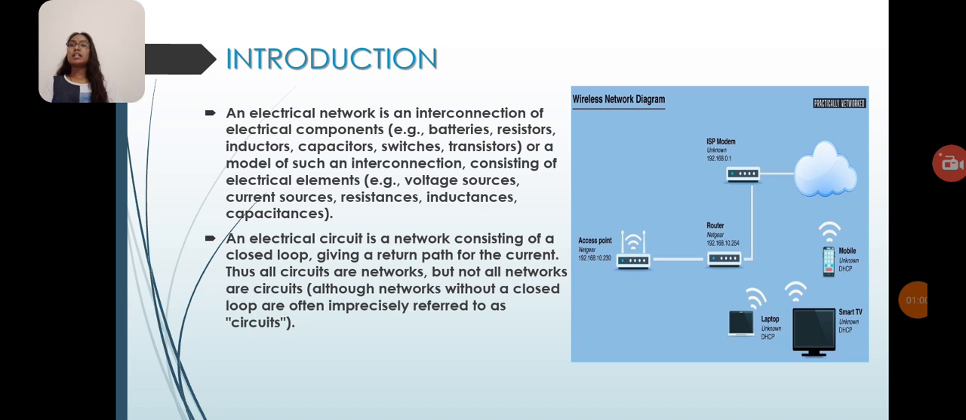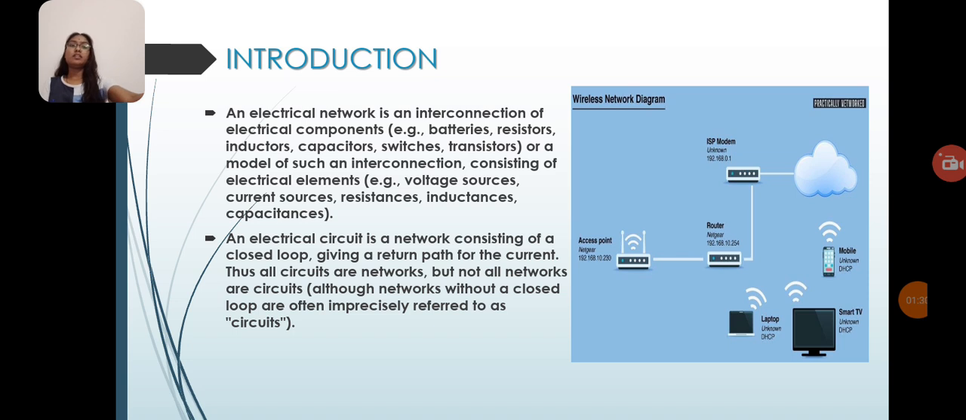And also, an electrical circuit is a network consisting of a closed loop giving a return path for the current. Thus, all circuits are networks, but not all networks are circuits, although networks without a closed loop are often imprecisely referred to as circuits. In the picture, we can see the electrical network diagram.